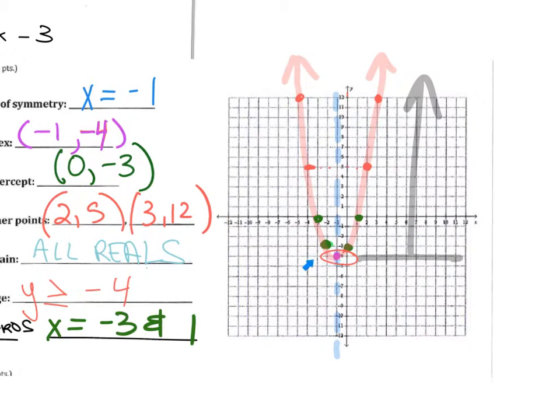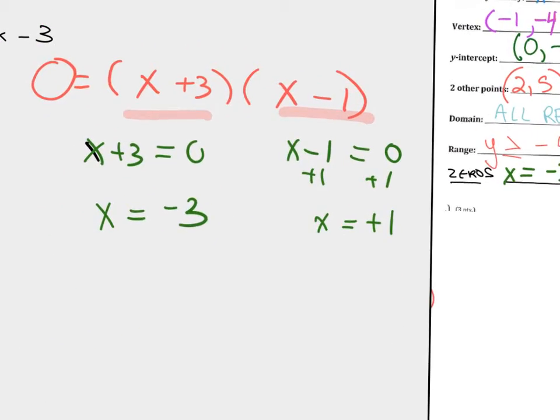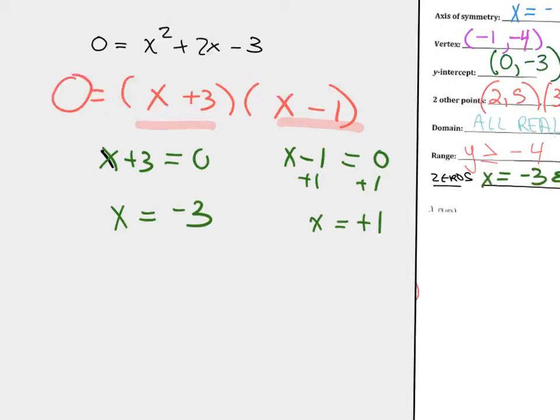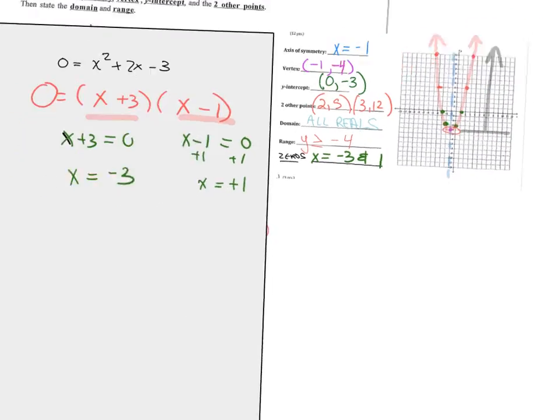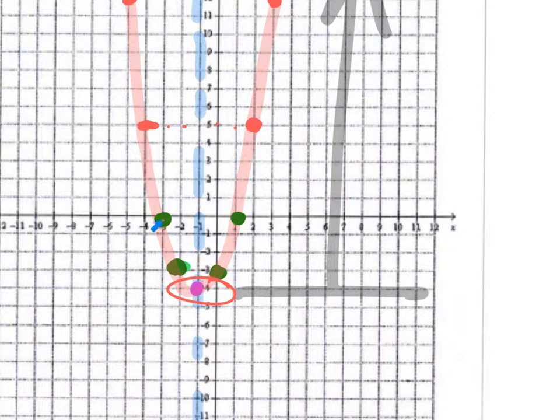Domain is always all reals. The range is, if it's a minimum, from the minimum up, and if it opens down, from the maximum down. And the roots, you just have to remember, you are going to solve either by factoring or by using the quadratic formula. But once you find your roots, the roots are where I cross the x-axis, and then I could just plot those two additional points.